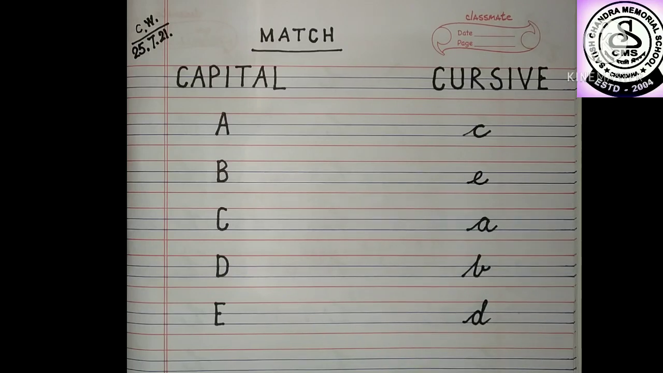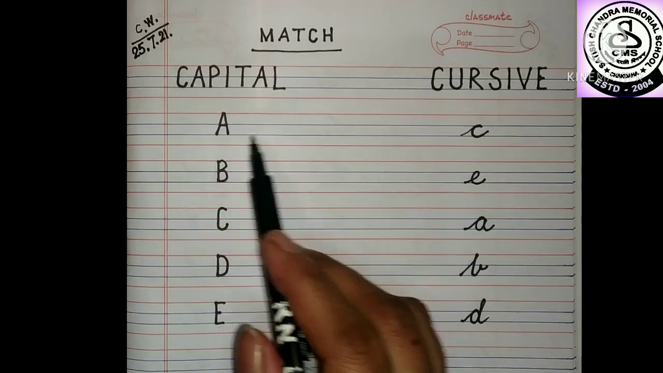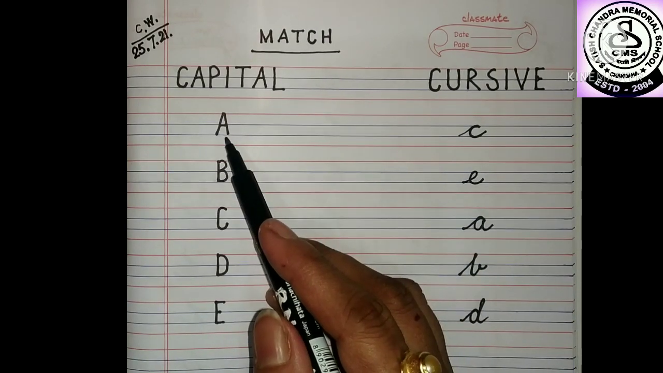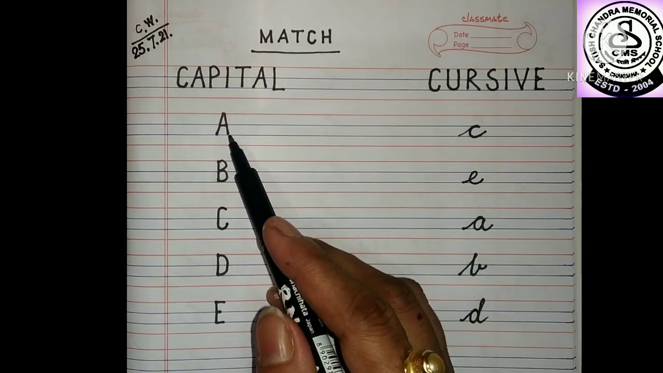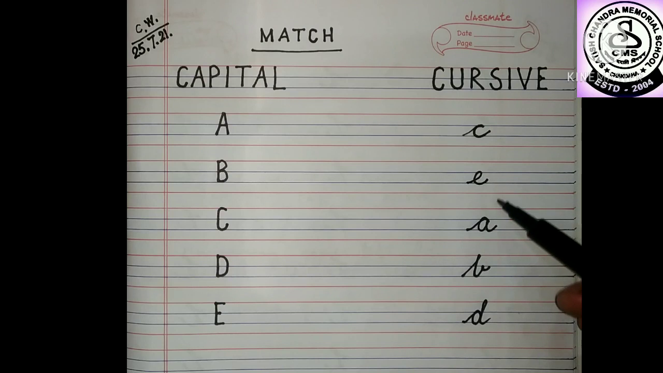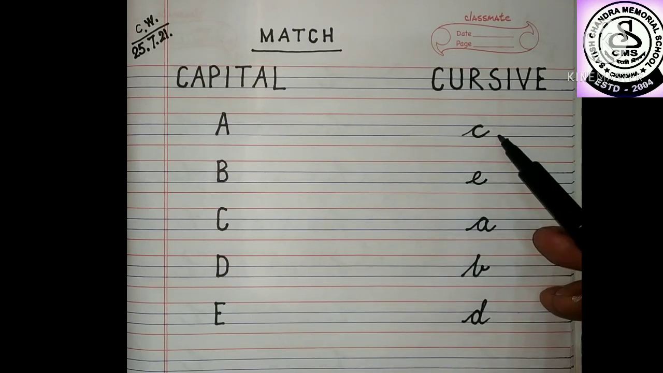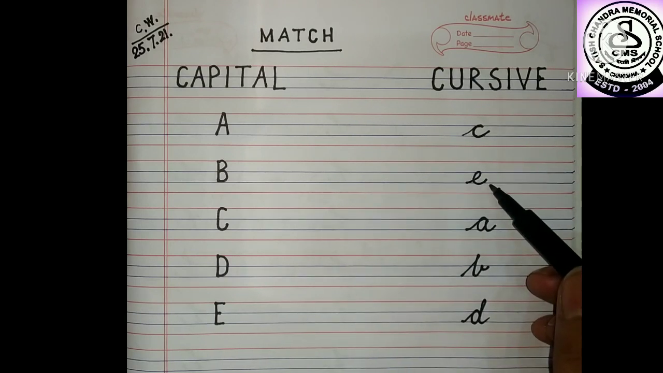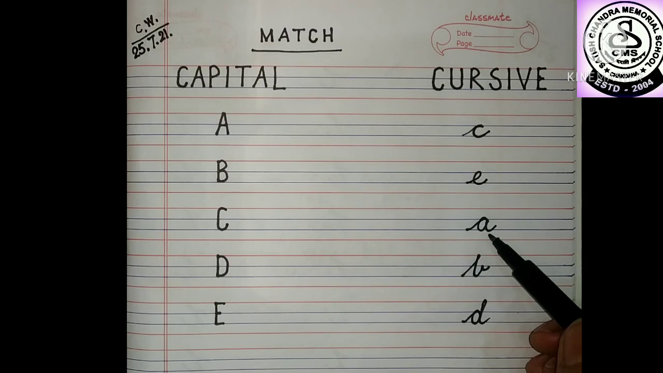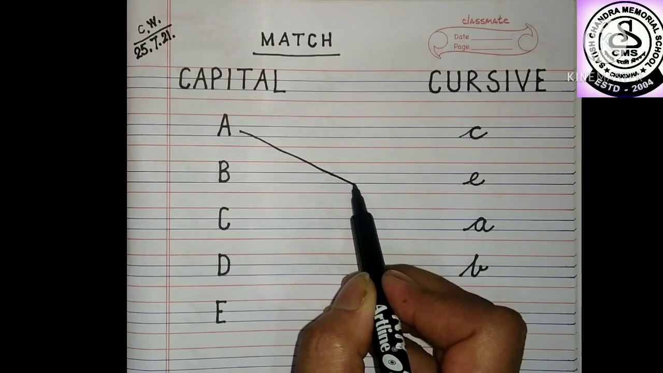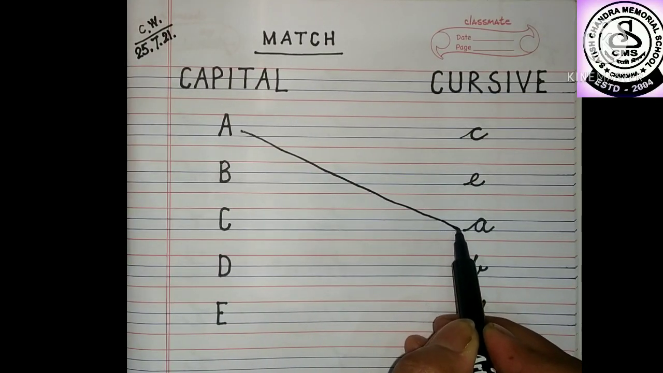Now you have to match the capital letters with the cursive small letters. So this is capital A and we have to match with cursive small a. So let's find out, where is cursive small a? Is this cursive a? No. Is this small a? No. Is this small a? Yes. So we will match the capital A with the cursive small a.